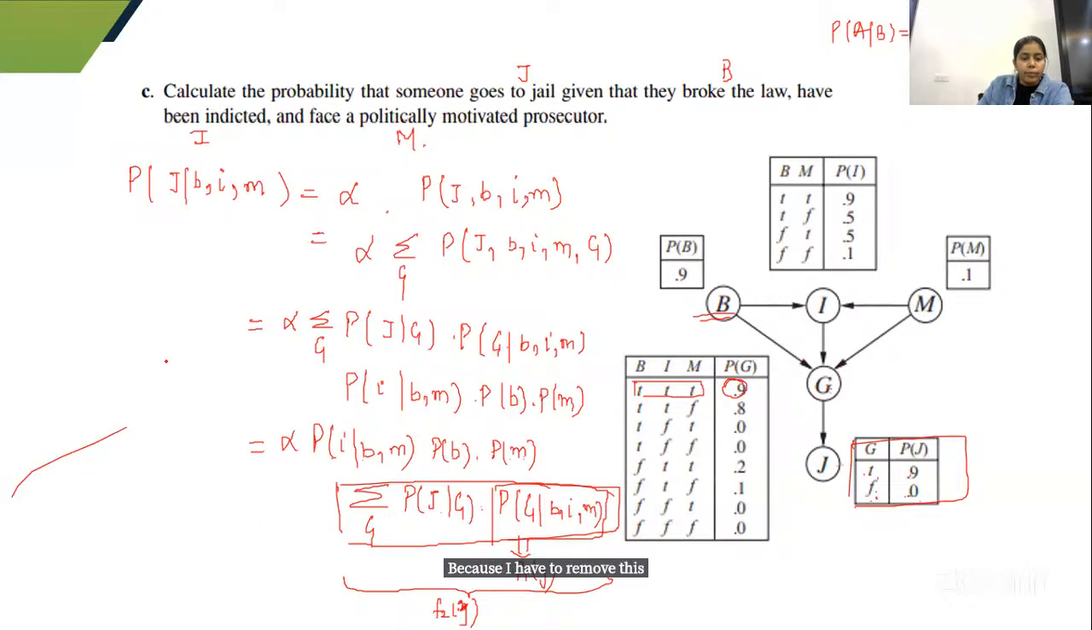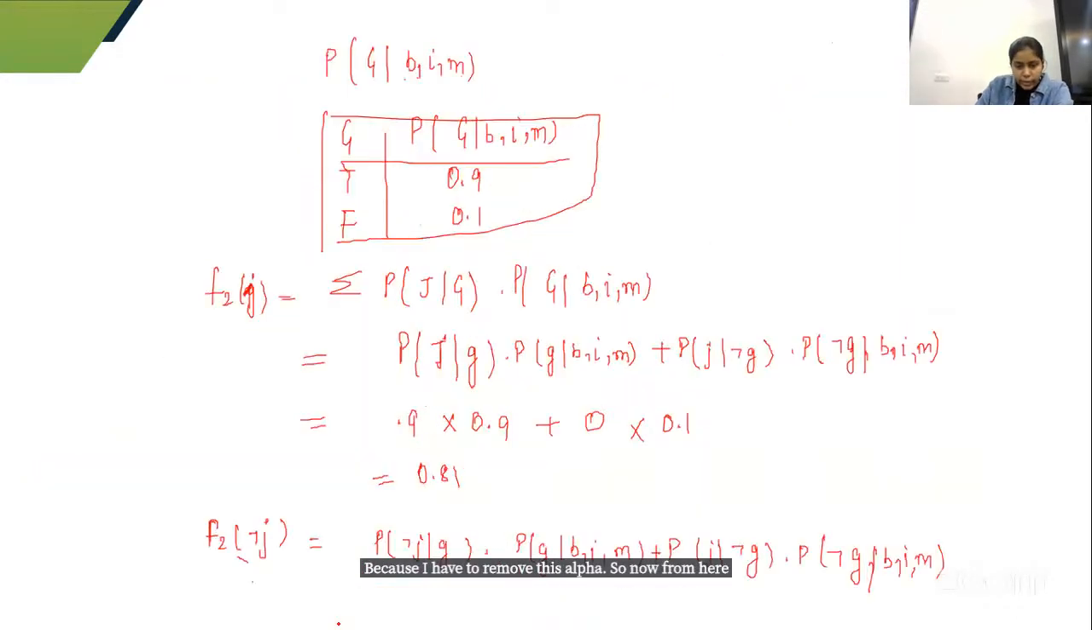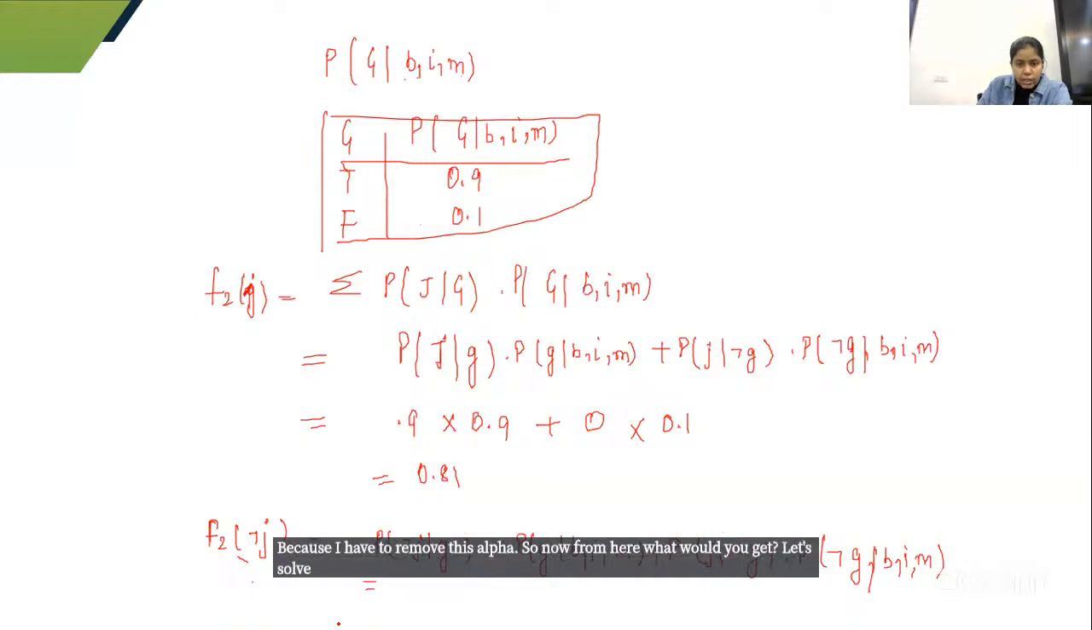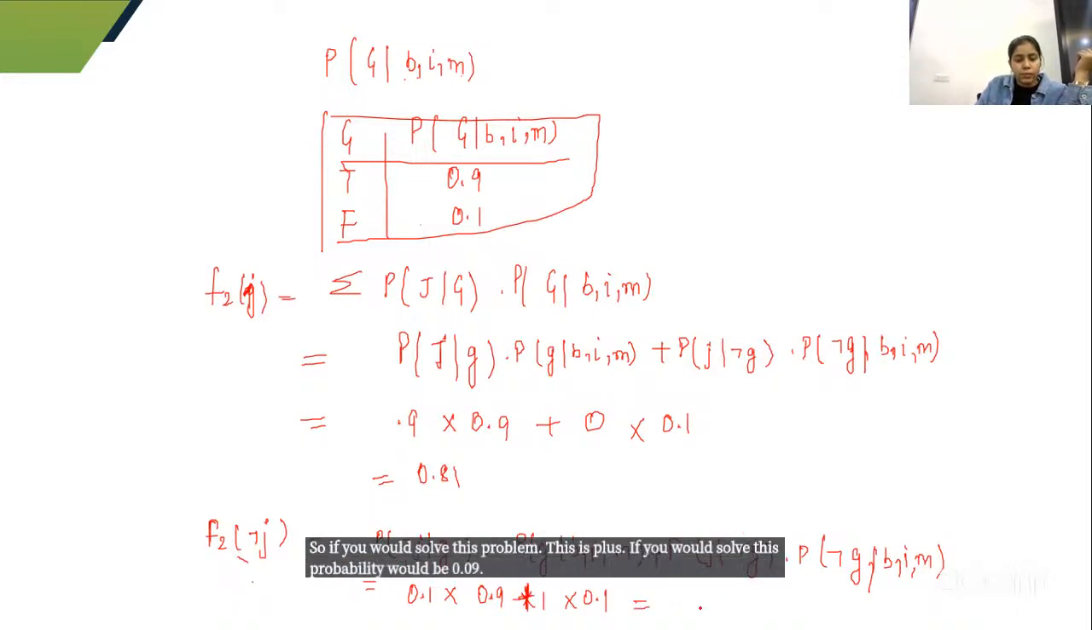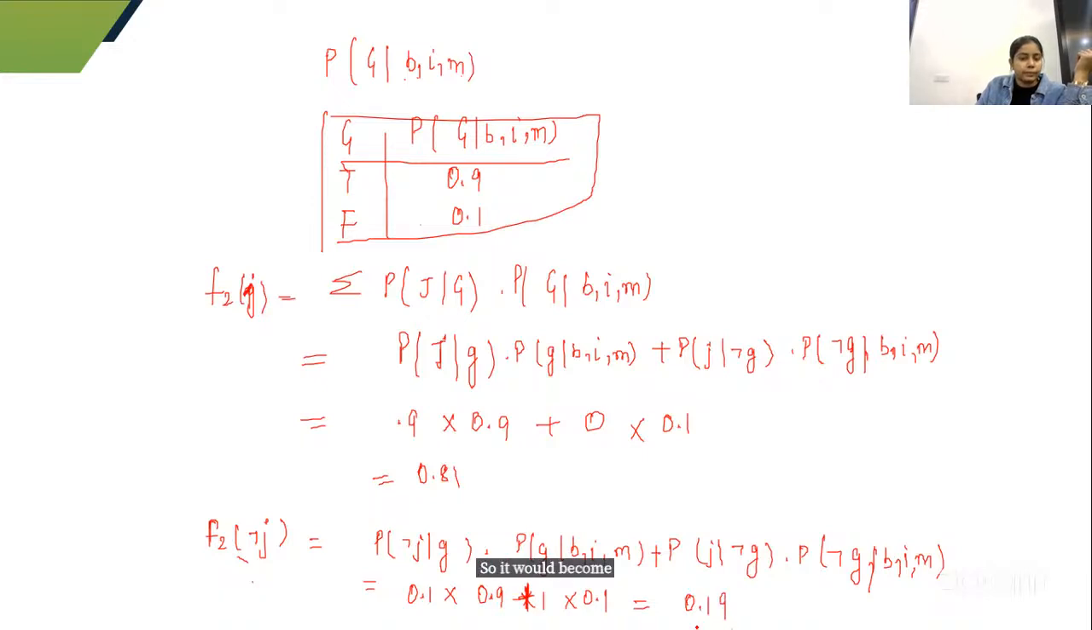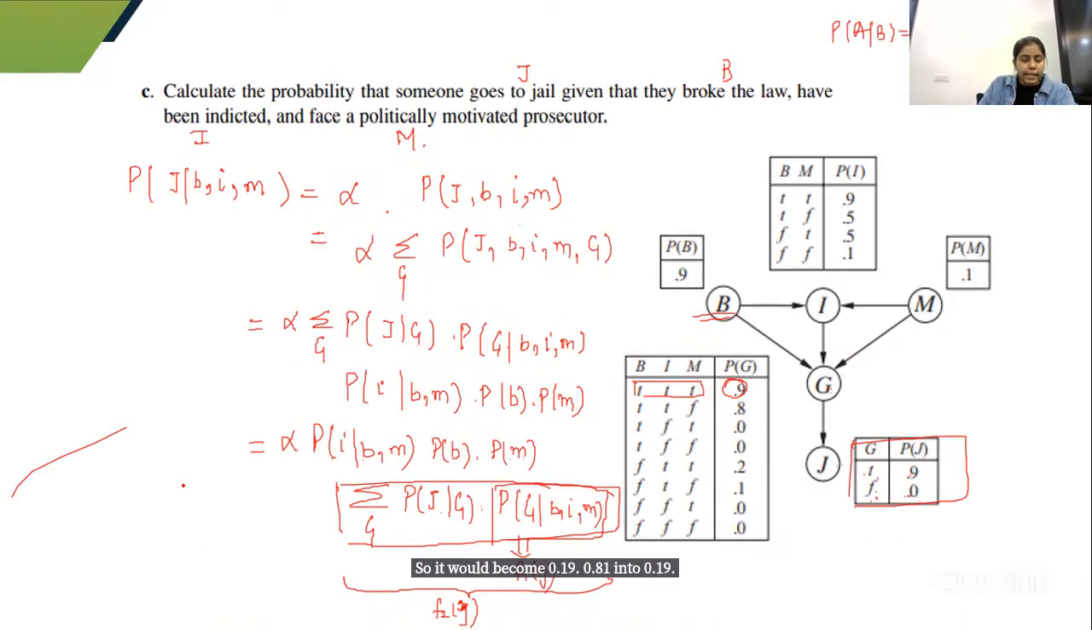So now from here, what would you get? Let's solve this. Negation J given G would be 0.1 into 0.9, plus 1 into 0.1. If you solve this, the probability would be 0.09, so it would become 0.19, right? 0.81 into 0.19. Obviously, it adds to 1.